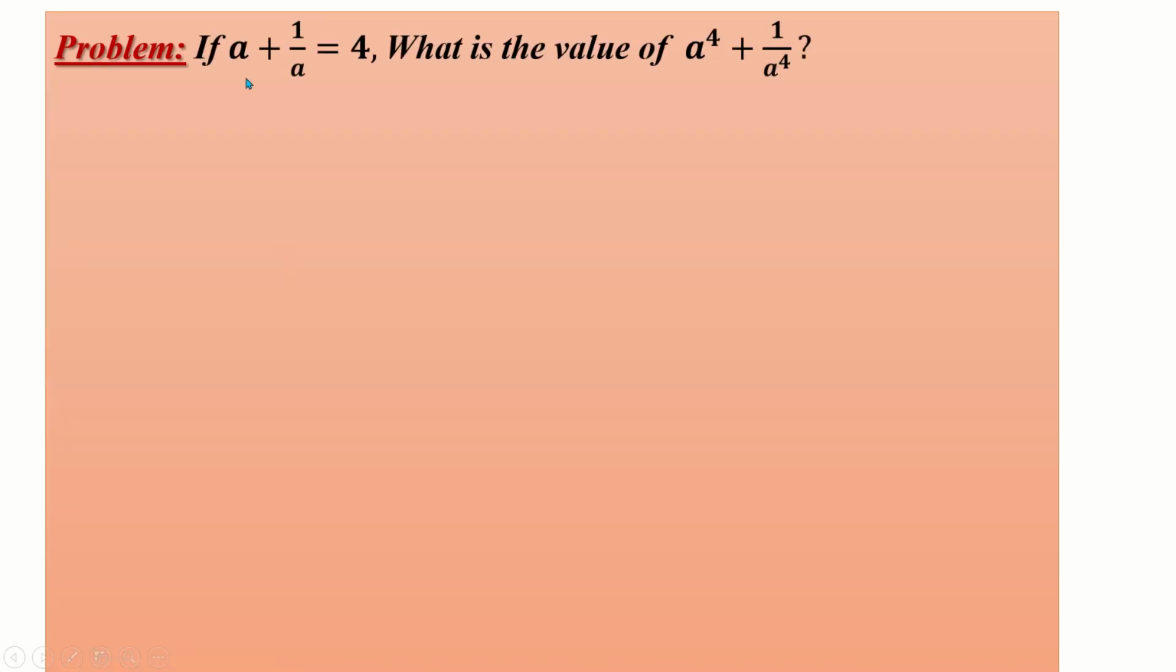Follow another math problem: given A plus 1 by A equal to 4, find the value of A to the power 4 plus 1 by A to the power 4. Given that A plus 1 by A equals 4, we have to find the value of A to the power 4 plus 1 divided by A to the power 4. So we have to square two times.